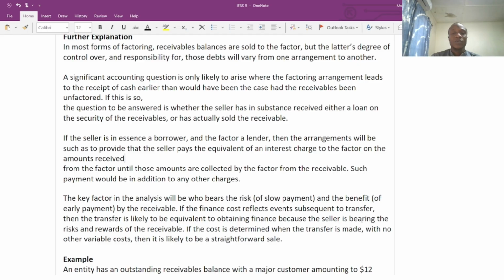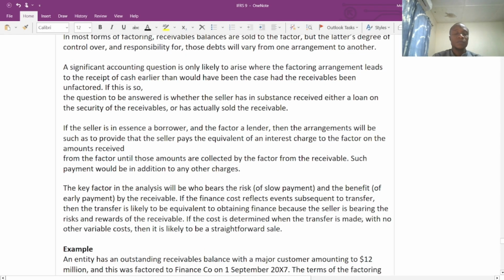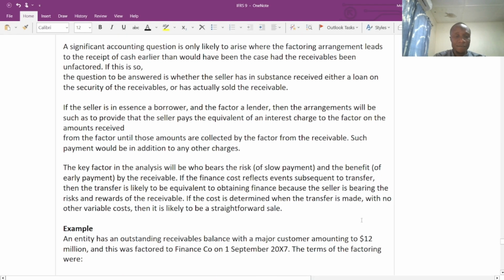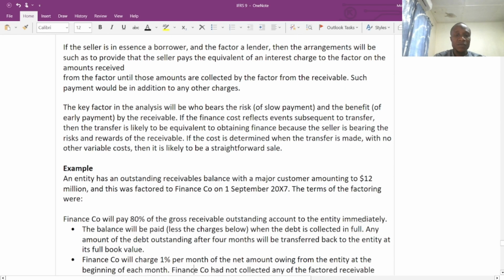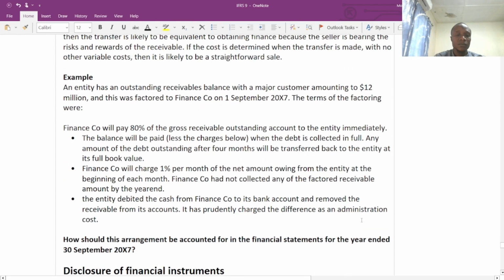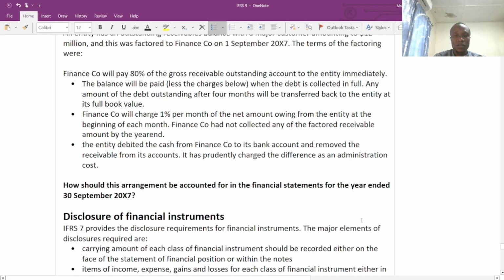So basically, we are going to look at an example, which is very important for us to know. Let me look at the requirement first. How should this arrangement be accounted for in the financial statements of the year ended 31st September 2007?